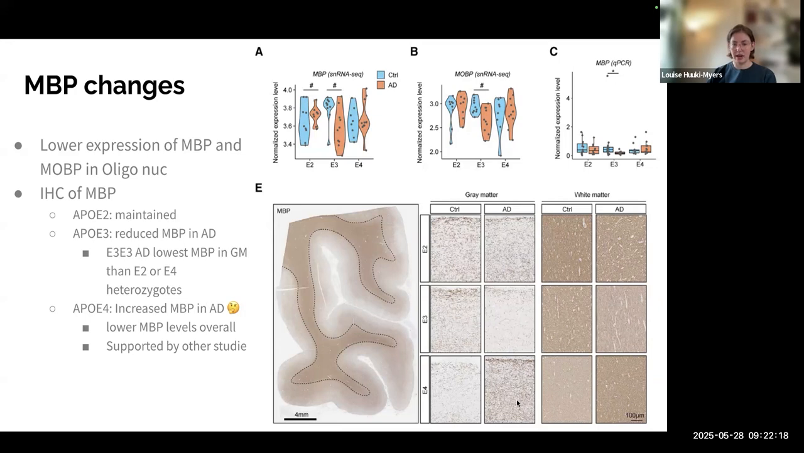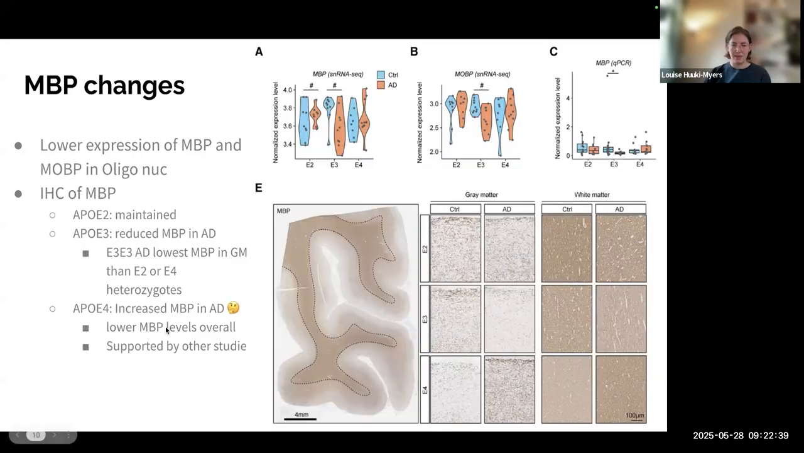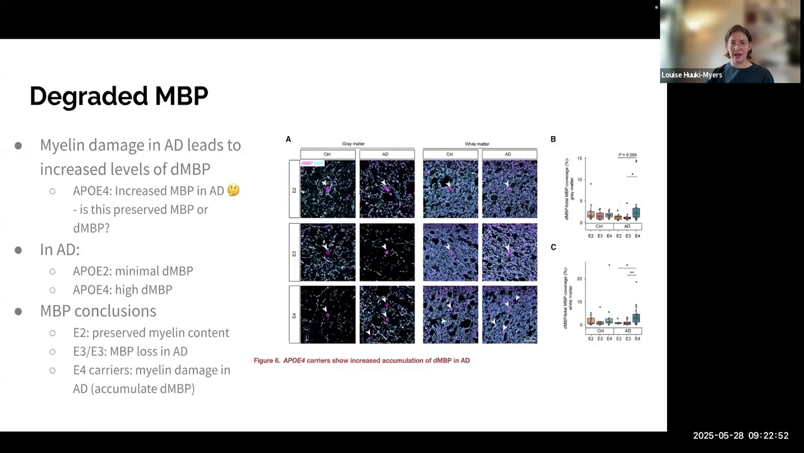Overall, there's just lower MBP levels, but this increase is unexpected, though it's also been seen elsewhere. So this is a little counterintuitive, right? If MBP is preserving that myelin sheath and protecting the neurons, why is it in E4 where we see worse cognitive outcomes? The thought is that it might actually be degraded MBP. So that myelin damage in AD leads to an increase in degraded MBP, which might be why we see this counterintuitive result when we look at MBP.